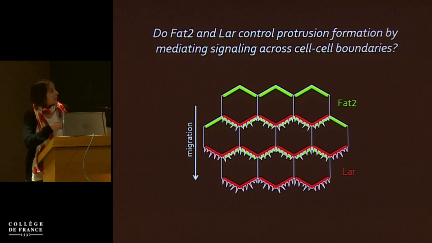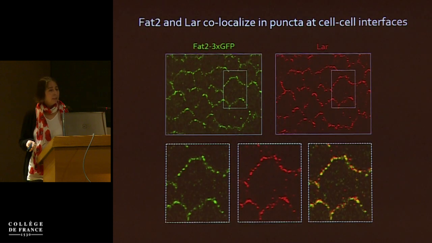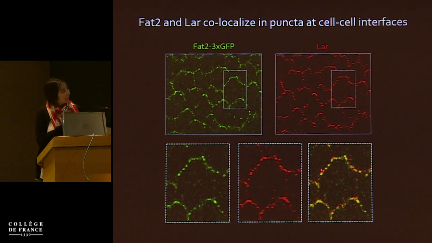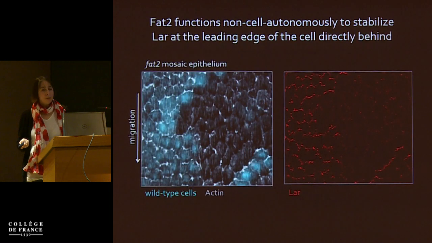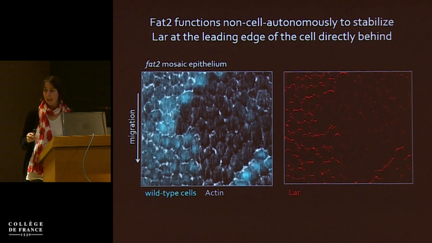Okay, so at this point, we have two proteins that show a complementary localization pattern and have a complementary effect on leading edge protrusion formation. Are they interacting across cell-cell boundaries? Now, Carrie looked at this a little more closely, the localization of these proteins, and she found that they form distinct puncta within the plasma membrane, and that these puncta show a very high degree of overlap. But what was even cooler is that if you remove FAT2 function from a group of cells, we find that FAT2 is actually required to stabilize LAR in the plasma membrane of an adjacent cell.